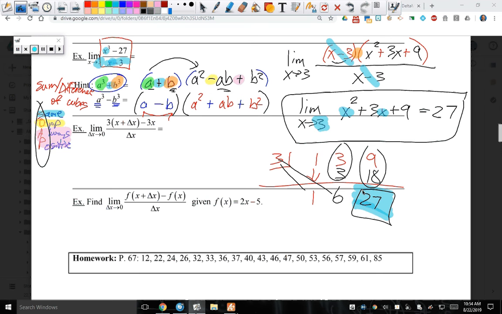Some of you are thinking to yourself, it's easier, Mr. Gomez, just to plug that in. I know it is for this example. But for other ones that involve fractions, please develop this skill because you will need it for fractions. All right. Questions? Okay.